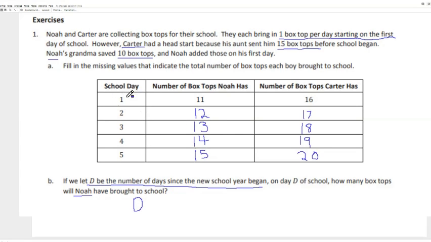What's going on with the day of school and each day? What's happening? Well, we're adding 10 to it. We're adding his starting amount. So day 1 he has 11 because he brought 1 that day, plus he had 10 to start with. On day 2 he brought a second one that day, plus he had 10 to start with. So D plus 10 equals the number of box tops for Noah.